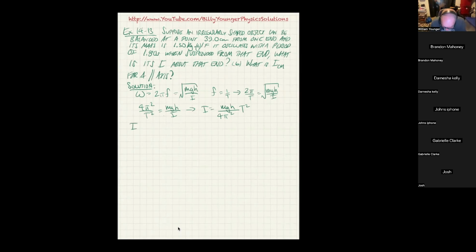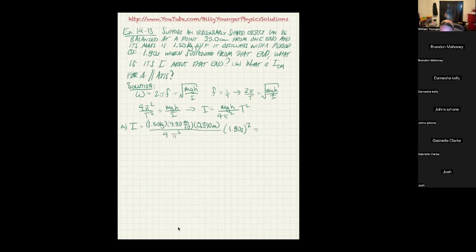All right, so let's calculate I. This is for part A. I is equal to 1.50 kilograms times g, which is 9.80 meters per second squared, times h, which is 0.390 meters. Notice I did have to convert it to meters. And then all that will be divided by 4 times pi squared, and then times the period, which is 1.80 seconds squared.